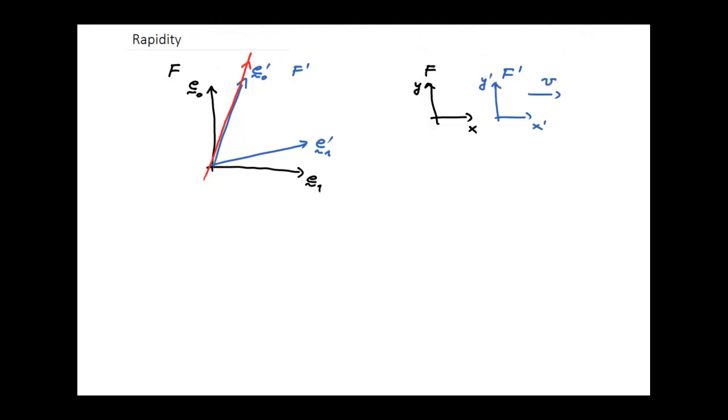coordinates. And let's say that the frame F prime is moving relative to the frame F with velocity v, and so is the object. There's an object here that is also moving with velocity v. So seen in frame F primed, the object is at rest, but seen in the frame F, it is moving with velocity v.